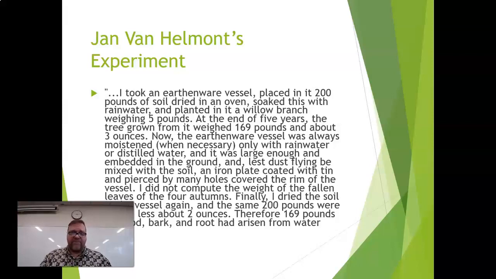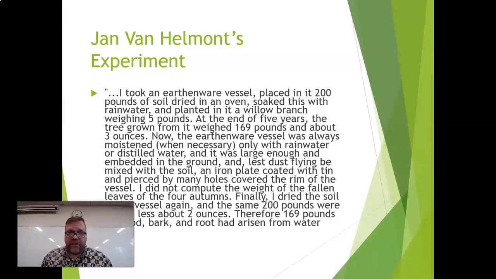And I'm not going to have you read this whole thing. This is basically what he did. He took a plant, placed it in 200 pounds of soil, soaked it with rainwater, planted a willow branch that weighed only 5 pounds. At the end of 5 years, the branch ended up weighing 169 pounds.